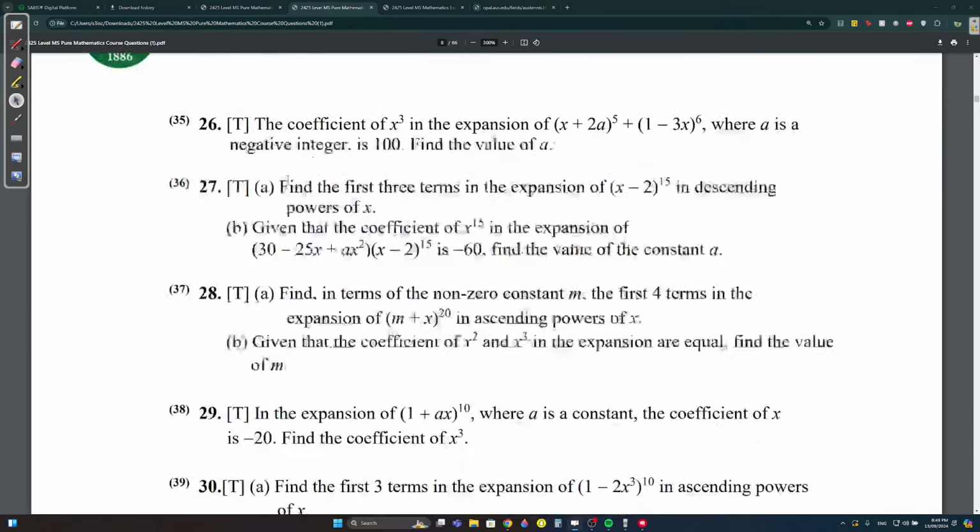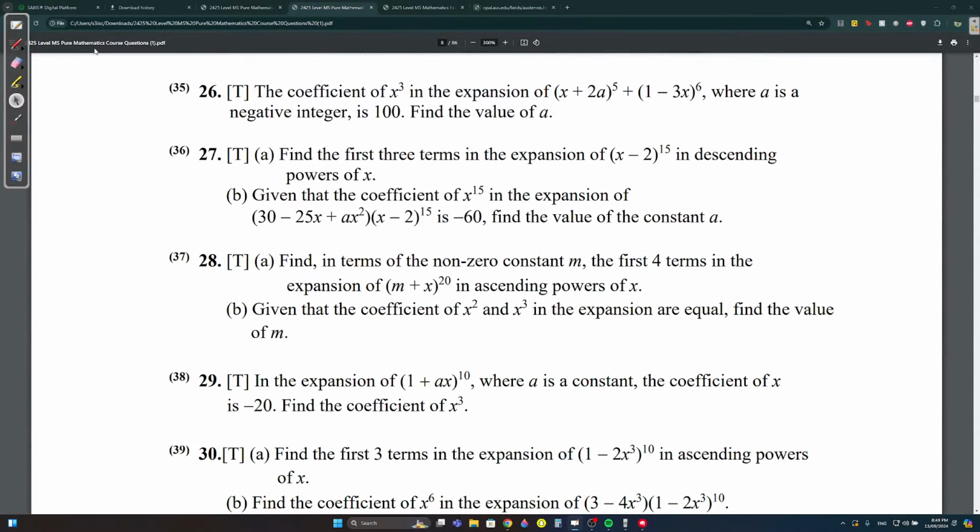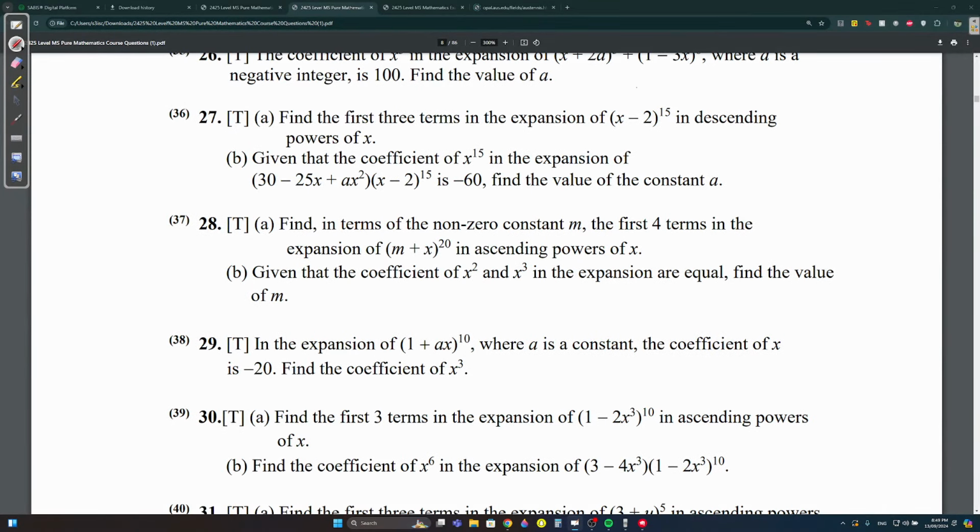We're getting there. Inshallah, 10 more minutes. We'll finish the recording.